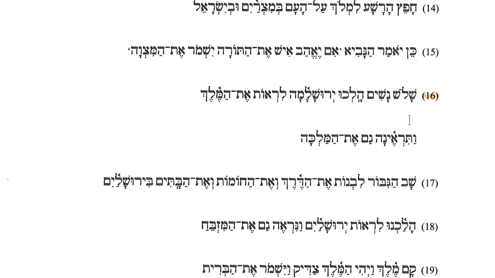Let's look at a last one here. We have Shalosh Nashim Halaku Yerushalama L'Ra'ot et Hamelech, coming down to the next line. Watir Eina Gam et Hamalka. Shalosh Nashim Halaku Yerushalama L'Ra'ot et Hamelech, coming down to the next line. Watir Eina Gam et Hamalka. So we begin with Shalosh Nashim, and that is 3 women. Let's go ahead and start writing that out.